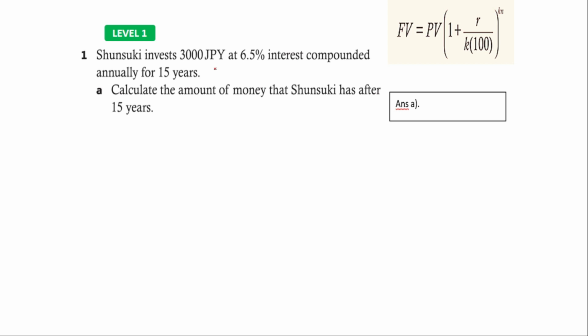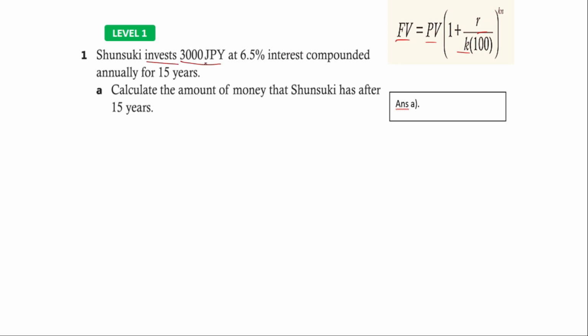Now as you read the question, it is a good habit to underline the numbers and to mark what is given, so that you can use whether it's FV, PV, K, R or N directly in your GDC for quick solving. Shunsuke invests 3,000 Japanese yen, JPY, at 6.5% interest.